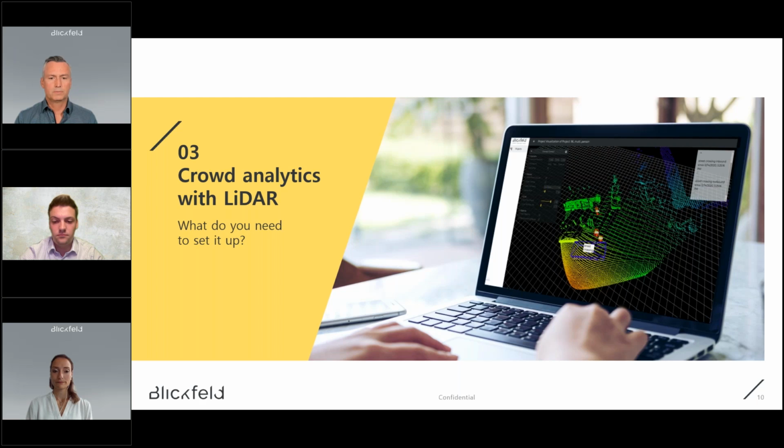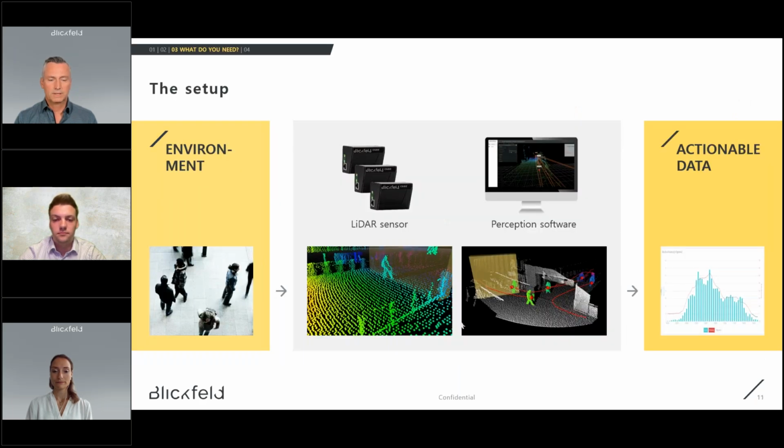So now that we saw some project examples, let's have a quick look at what's needed to set them up. And it's actually surprisingly little. In order to go from an empty environment to outputting actionable data, you really need only 2 things. Hardware, LiDAR sensors that produce a 3D image of our environment, the so-called point cloud, and perception software, which analyzes the LiDAR data and can provide active counts of classified objects with timestamps and corresponding 3D coordinates.